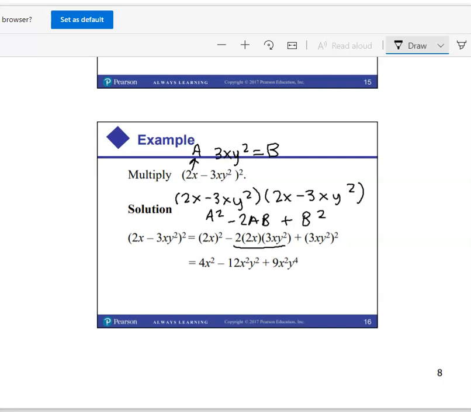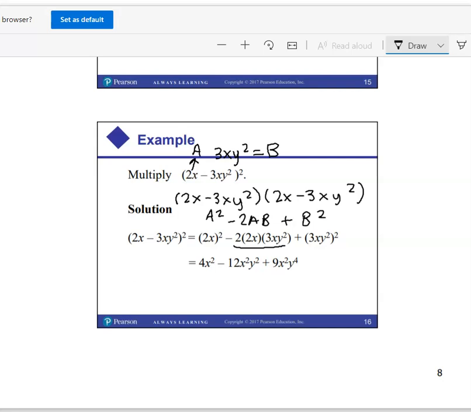So 2x times 2x is 4x squared. Negative 2 times 2 is negative 4, times 3 is negative 12. And then we've got x to the first, both of these, so that would be x squared, and then a y squared. And then 3 times 3 gives you 9, x times x, x squared, y squared times y squared would be y to the 4th.